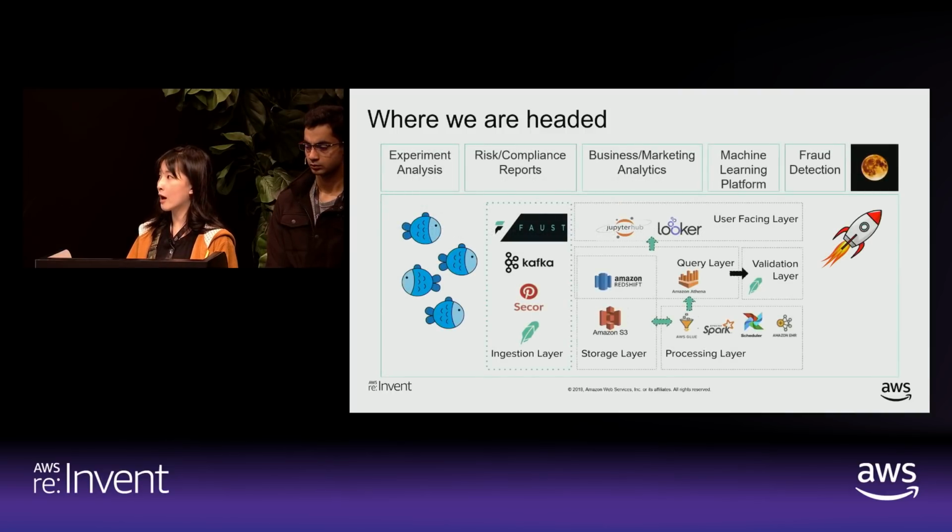So lastly, I want to introduce some of the projects we are currently working on, and we plan to work on in the future on top of the data lake. For example, the experiment analysis. Lots of experiment analysis can be automated by hooking up with our processing layer and the query layer in the data lake. And also the risk compliance reports. Right now, we are able to visualize lots of these reports in our BI tools, and definitely there are lots of business and marketing people who run their analytics or build their own dashboards and visualizations in Looker.